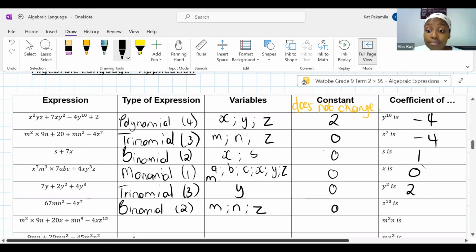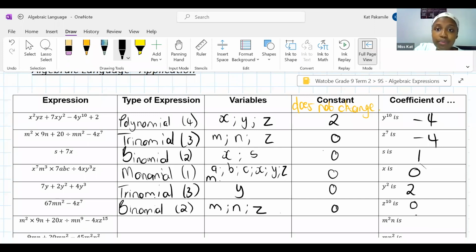There isn't Z to the power of 10 there. There's only Z to the power of 7. So the coefficient, that was the trick. 4. So the coefficient is no. I'm asking for Z to the power of 10. If there is no Z to the power of 10, it has to be 0. 0. Beautiful. Very observant. I like it.